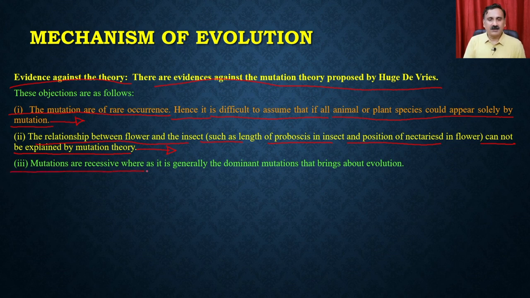The mutations are recessive, whereas it is generally the dominant mutation that brings out evolution. So there are mutations which are recessive and there are mutations which are dominant. Hugo de Vries could not explain these types of aspects, and that's how the mutation theory was also not able to explain each and every phenomenon that is happening.